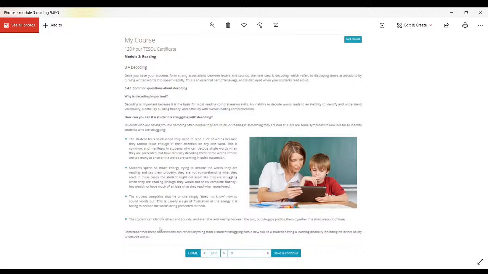Alright, remember that these observations can reflect anything from a student struggling with a new skill to a student having a learning disability inhibiting his or her ability to decode words. Alright, save and continue.